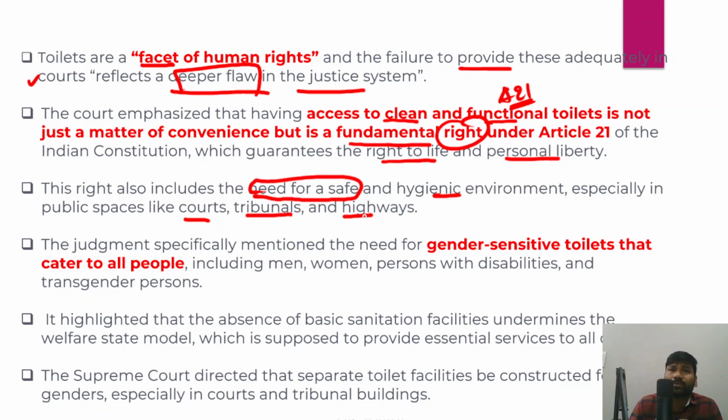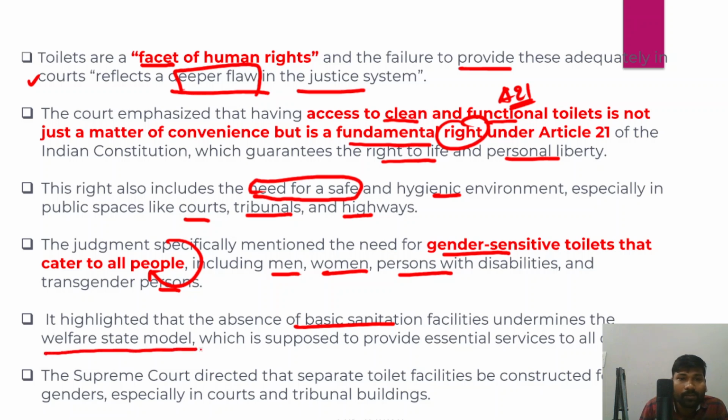And the Supreme Court judgment specifically talked about the need for gender sensitive toilets, and these gender sensitive toilets should cater to all people irrespective of gender, irrespective of disability, right? So there should be no discrimination, but everyone should have access to the toilet facilities, and that is what the Supreme Court has been emphasizing. So that includes men, women, persons with disability, and even transgender persons as well. And it has also highlighted the absence of basic sanitation facilities. So toilets are not properly maintained or managed, and that undermines the welfare state model as well.